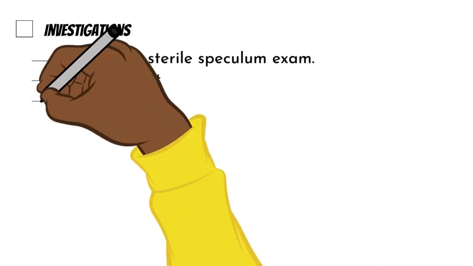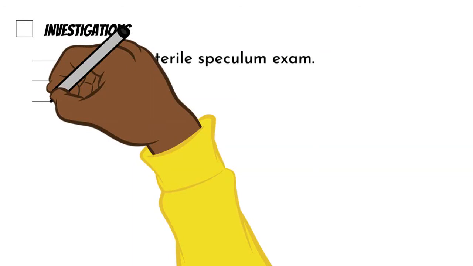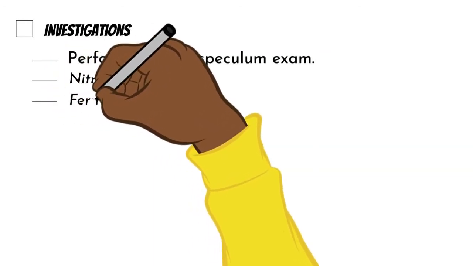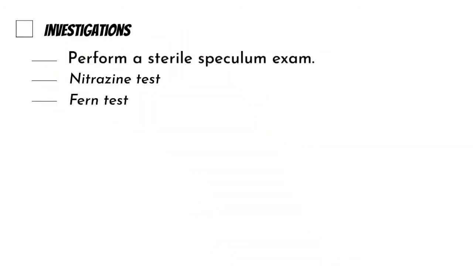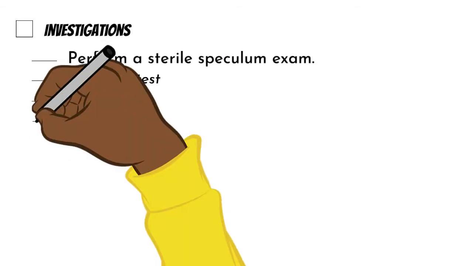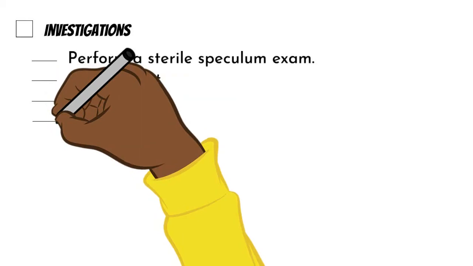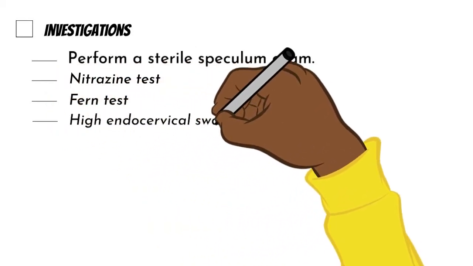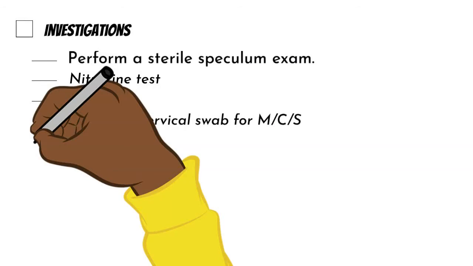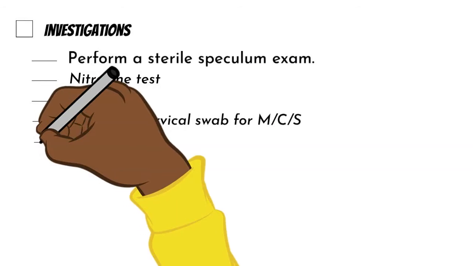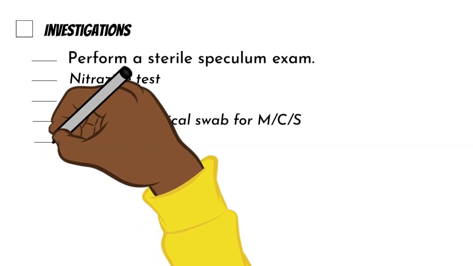You can also perform the fern test, which involves you getting the fluid from the vaginal examination, you place it on a slide and you let it dry. Then when you view under the microscope, you're going to see narrow ferns if it is amniotic fluid, or broad ferns if it is cervical mucus. The ferns are crystals of sodium chloride.